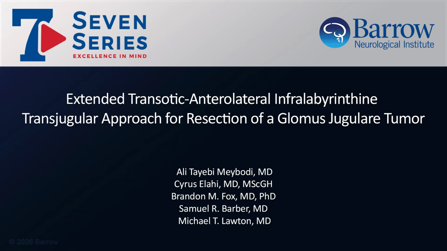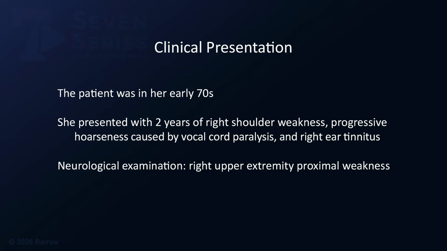This video will demonstrate the extended transotic anterolateral infralabyrinthine transjugular approach for resection of a glomus jugulare tumor. The patient was in her early 70s. She presented with 2 years of right shoulder shrug weakness, progressive hoarseness caused by vocal cord paralysis, and right ear tinnitus. On exam, she had right upper extremity proximal weakness.